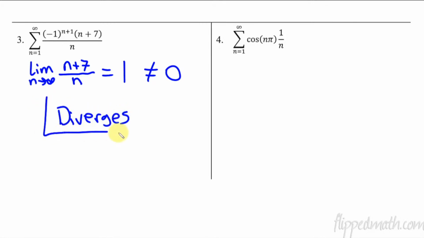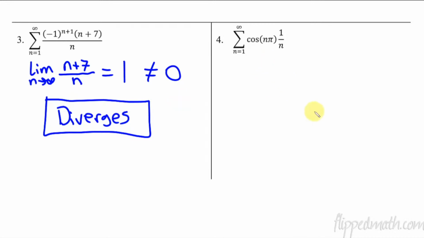In fact, if you remember the nth term test, if the limit doesn't equal 0, then we know it diverges. If it does equal 0, we'd check the second condition. But once one of the conditions doesn't work, you're done. You don't have to check the other one. Okay, this one here, number 4.